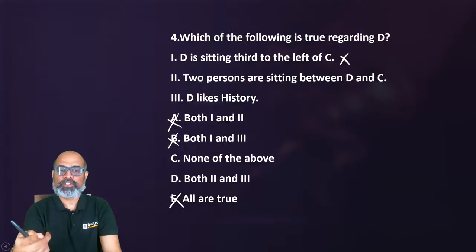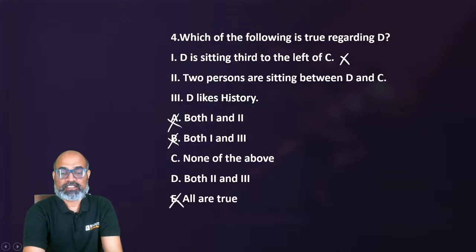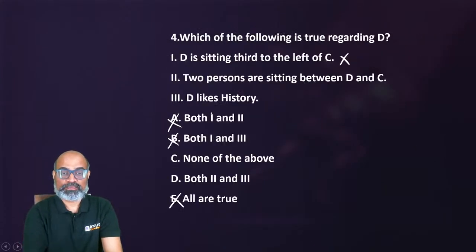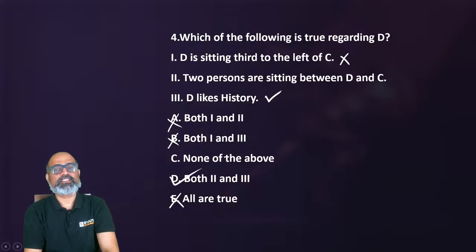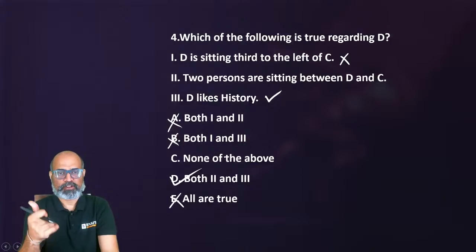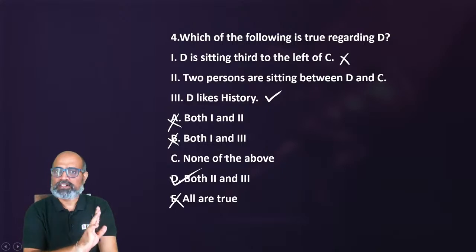If any one of the remaining two statements, second and third, do not make sense, we would know which is the answer. Third statement is easier to figure out. So D likes history. So let's go and check. Yes, D does like history. So if D likes history, then third is true. We should be pretty sure that option D should be the answer, because C says none of the above, but we are pretty sure that third statement is definitely true. So we can mark option D.